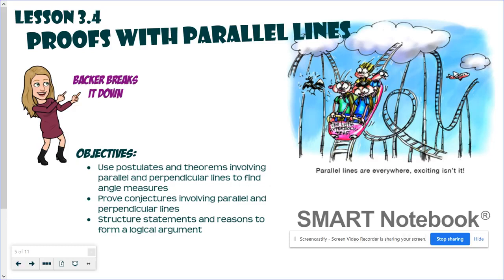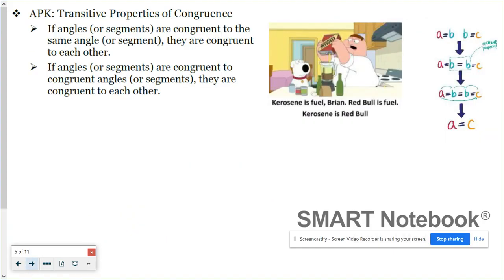In this episode, we are going to look at proofs with parallel lines. Right. So, I just want to review the transitive property of congruence because it's been a while since we've last seen this property.